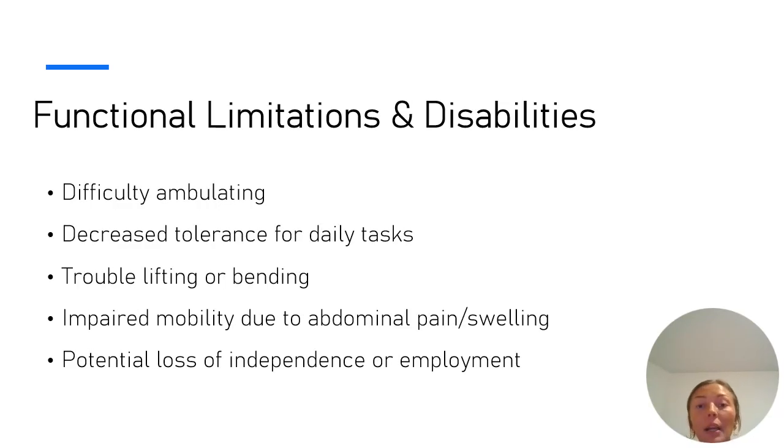As these impairments progress, patients may experience functional limitations such as difficulty ambulating, decreased ability to bend or lift, and reduced tolerance for normal physical activity. In severe cases, chronic hepatitis B can lead to disabilities. For example, patients with hepatic encephalopathy may have confusion and memory loss, which affects driving, medication management, and also overall safety. Some patients may lose the ability to work due to fatigue or the complications.